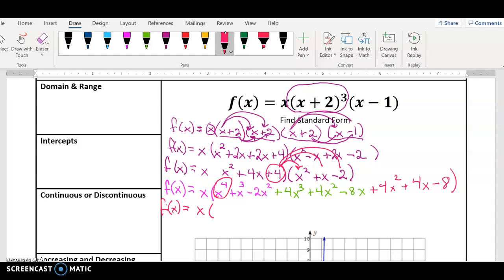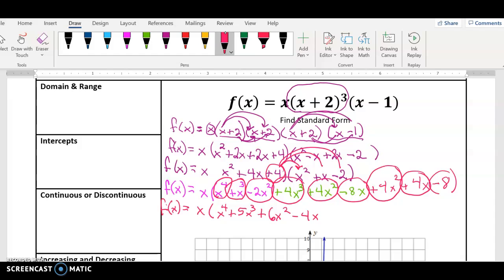So we have an x to the 4th, and I don't see any others, so x to the 4th. A 1x cubed and a 4x cubed gives us 5x cubed, and there are no others. A -2x squared and a positive 4x squared give me 2x squared. Plus the other 4x squared is 6x squared. A -8x and a positive 4x will give me -4x, and my constant term is -8.